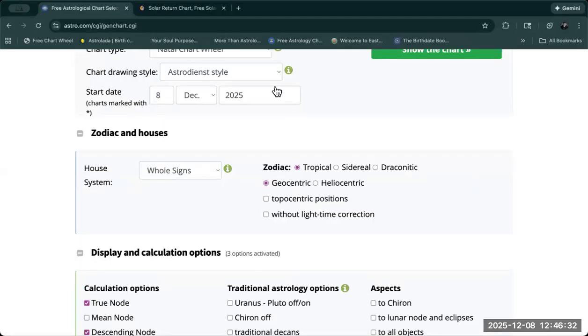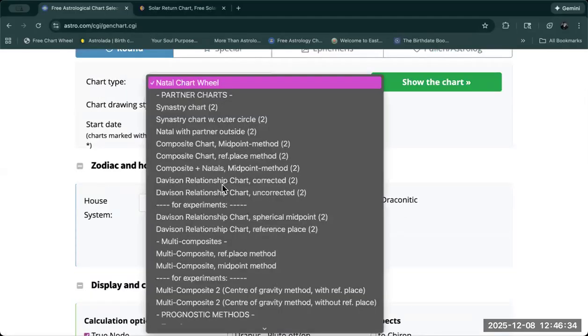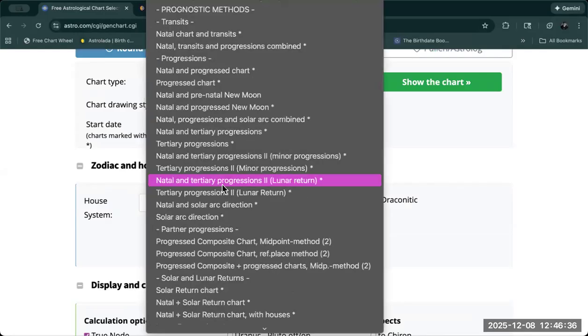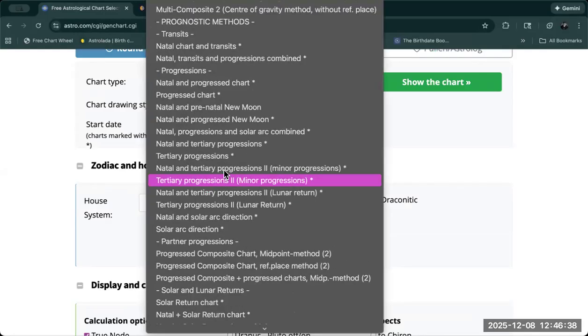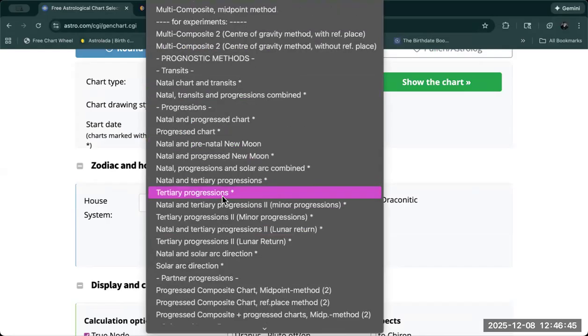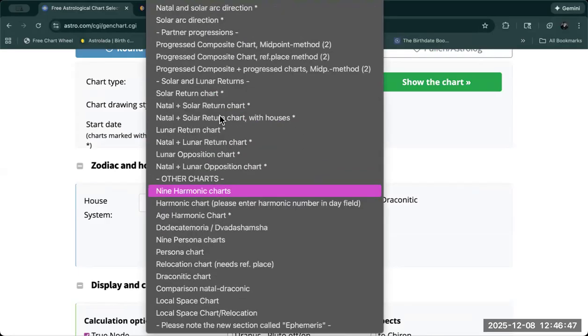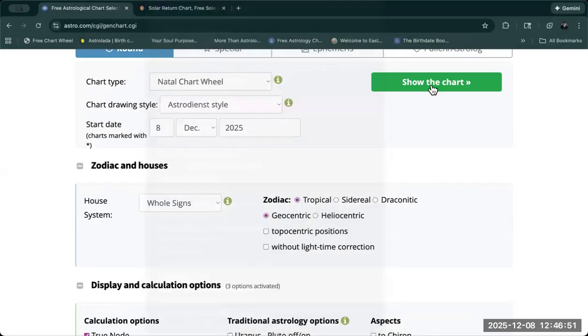Go to chart type. Go to natal chart and solar return. Solar return, natal and solar return chart. And then show that.